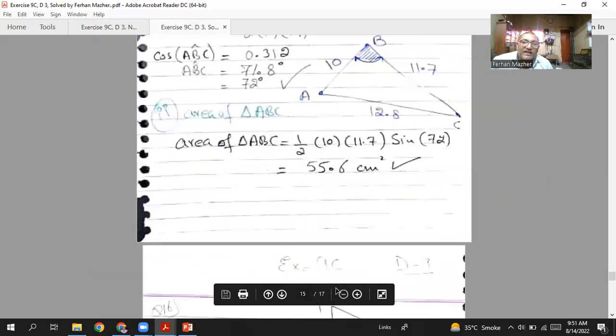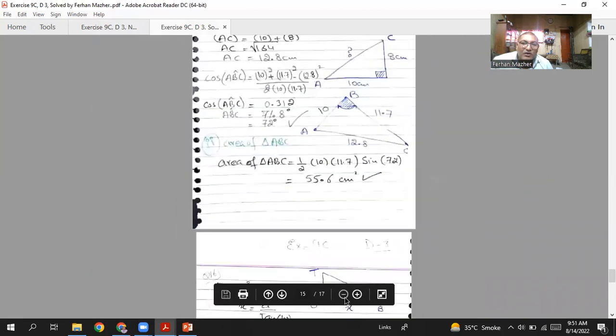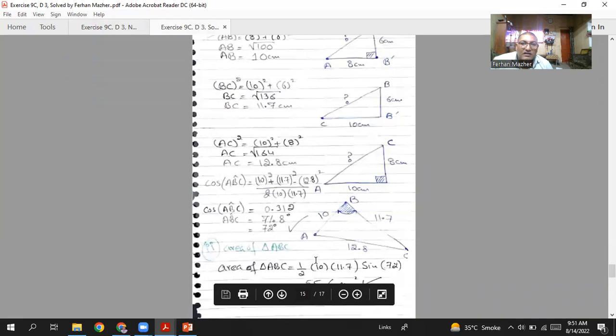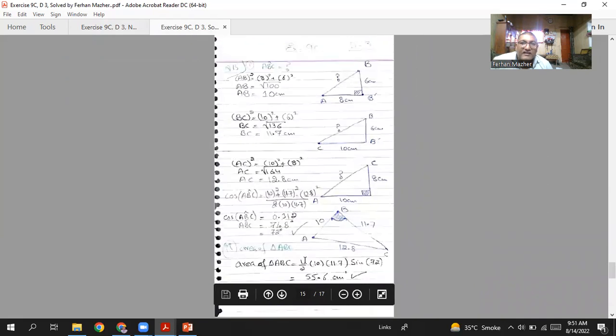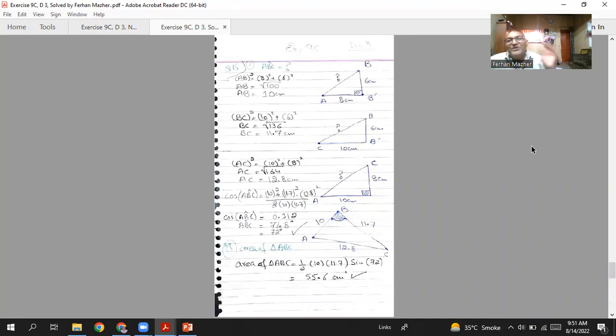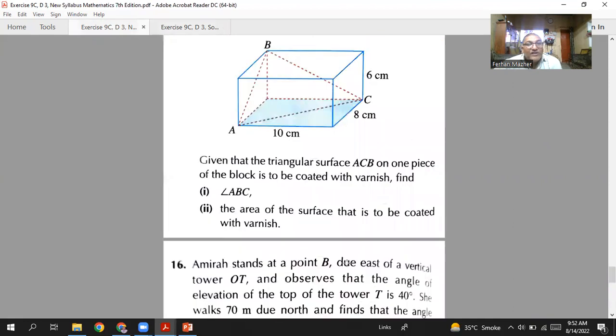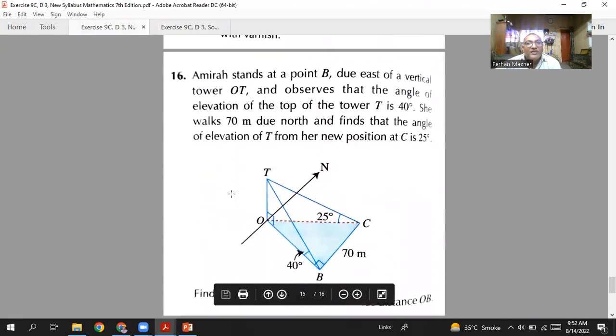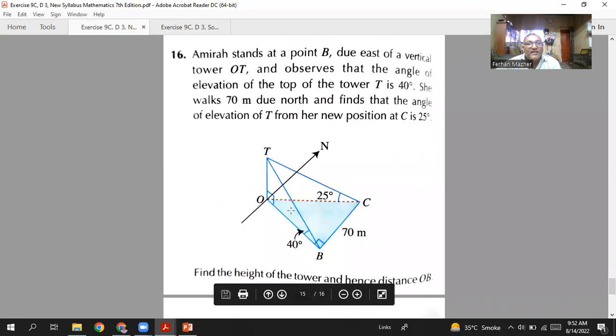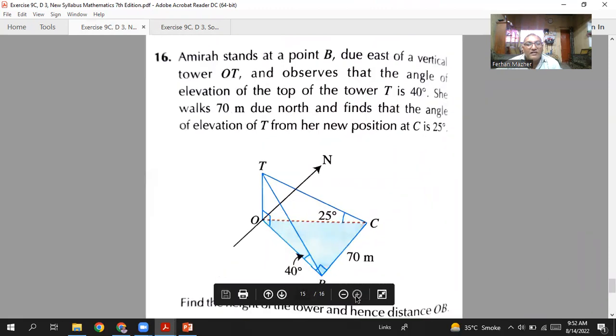So let me reduce the size so you can see the whole question together in a single slide. Okay. Now the whole question is showing up on your screen. And what you can do, you can pause the video and you can take your time, whatever time is required. Okay, so we are going to the next question. The next question coming up on your screen is question number 16.